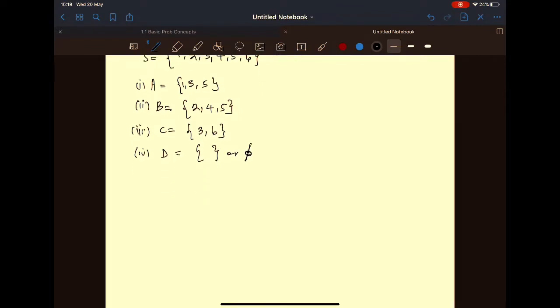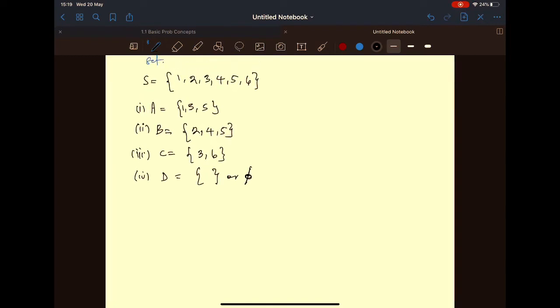So if we are asked to find the complement of A, the complement of A will give us all the values in the sample space which are not in the set. We have 2, 4, and 6, which are not in the set. So we can perform all the other operations accordingly on the sets.